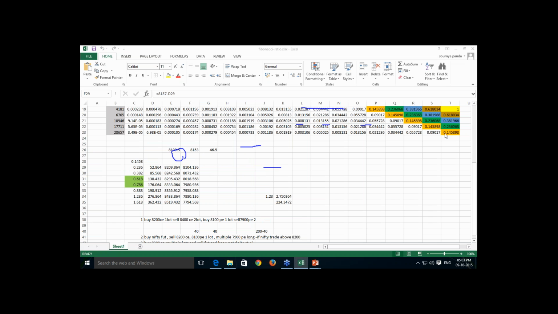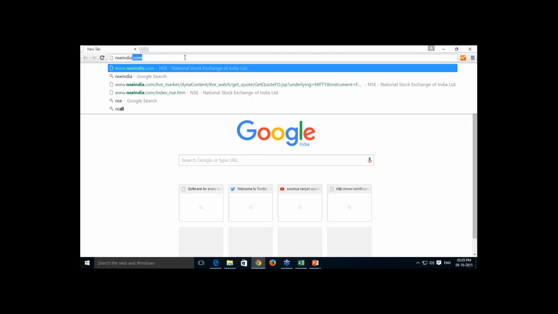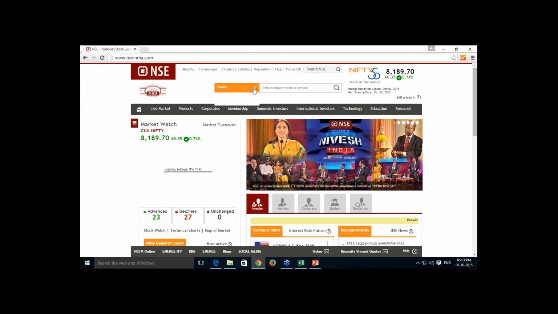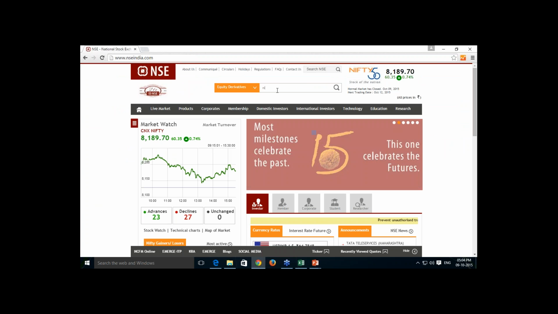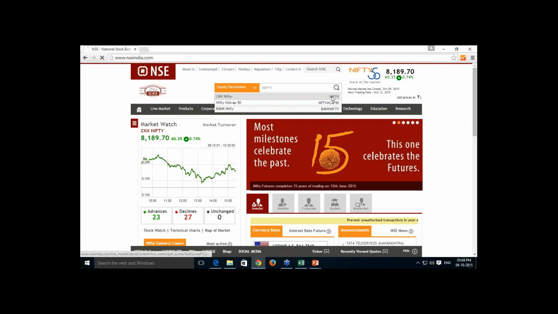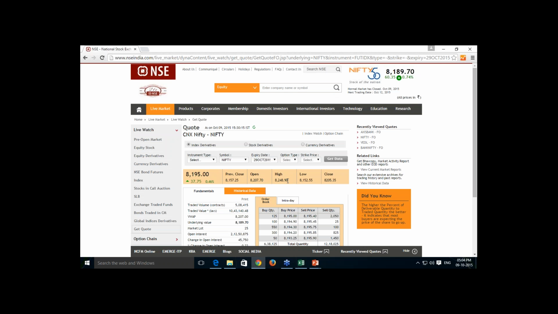Suppose now Nifty today has closed at 8195 level, and we also made a low. Let me go to the NSE to get these levels, where we closed and what the levels were today. Today's high was 8248, close at 8195, low was 8152.55.